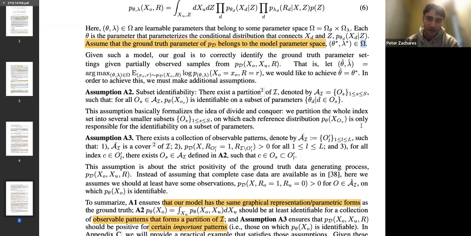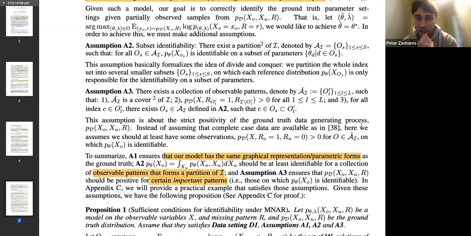And then the second two, I'm just going to read what they said here, because for me, these were a little bit hard to understand. So they're saying assumption A2 is that the probability of the observed variables should be at least identifiable for a collection of observational patterns that form a partition of I. So if you look at assumption A2, they're saying there exists a partition of I. To me, that means there's a set of indexes within the number of indexes of the input features for which the parameters of theta are identifiable.